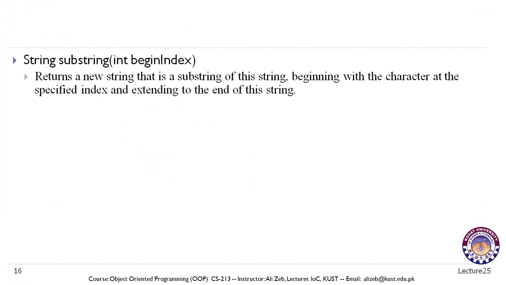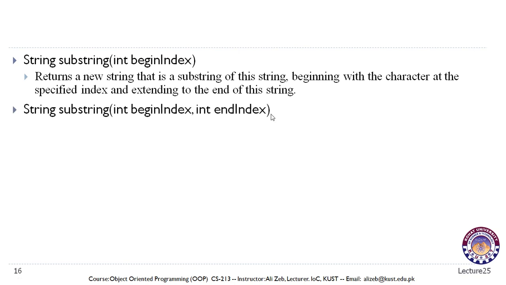So as we saw, substring with an integer begin index returns a new string that is a substring of this string, beginning with the character at the specified index and extending to the end of this string. So this will be the starting position of our substring up to the end of the string.